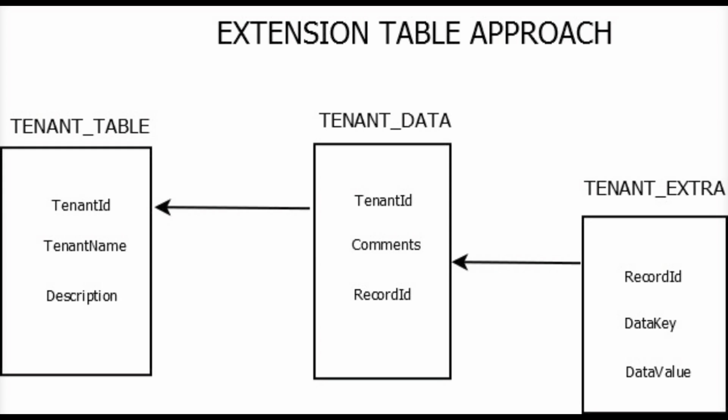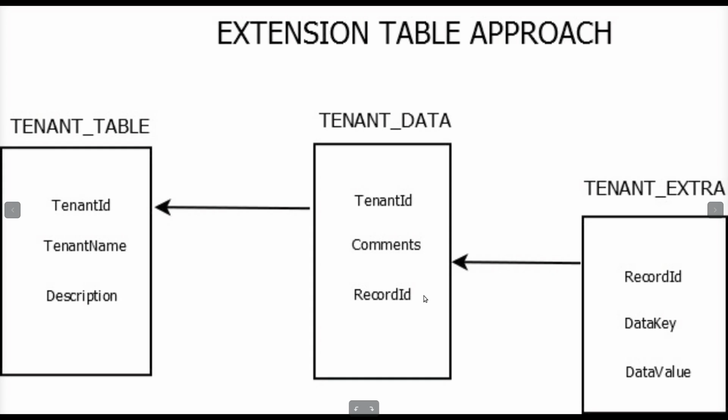Now, as I told you a couple of minutes back, each of the tenants has a common field, that is comment. So the tenant data table is used to persist this common field. However, there were some other fields as well. These fields are stored into a third table known as tenant extra in the form of key value pairs. So for a particular record, you'll have an entry in the tenant data table, and at the same time you'll have an entry in the tenant extra table.